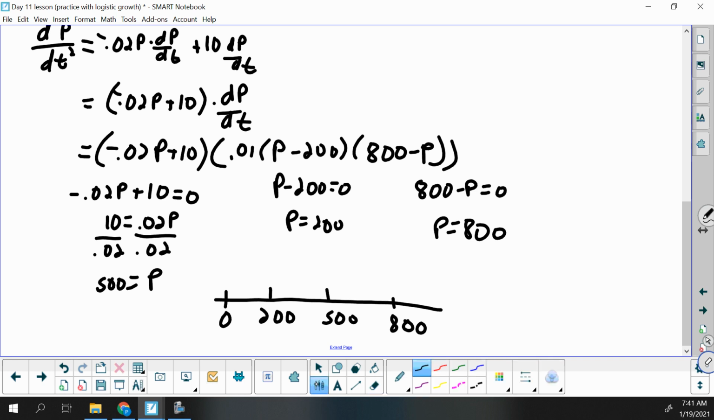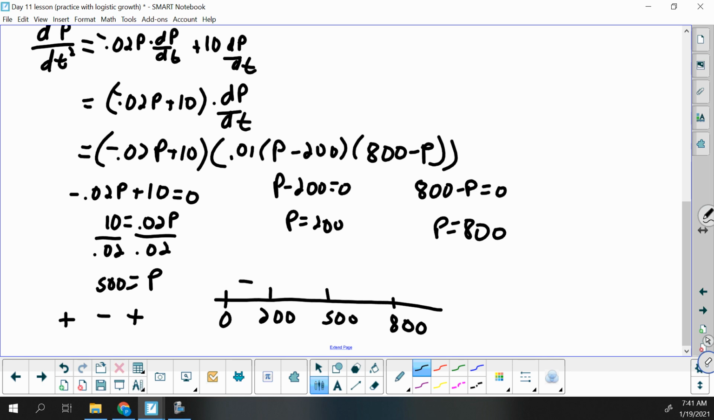So if you had, say, 100, 100 is going to make that first parenthesis, remember, negative 0.02 is like negative 2 over 100. So if you put 100 in, you'll get negative 2 plus 10, so that's a plus. In the p minus 200, you'll get a minus, 100 minus 200, and 800 minus p, you'll get a plus. So we'll end up with a positive times a negative times a positive, so you get a negative.